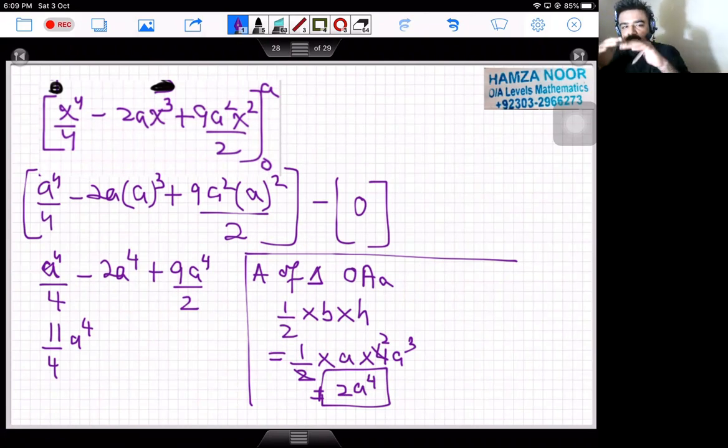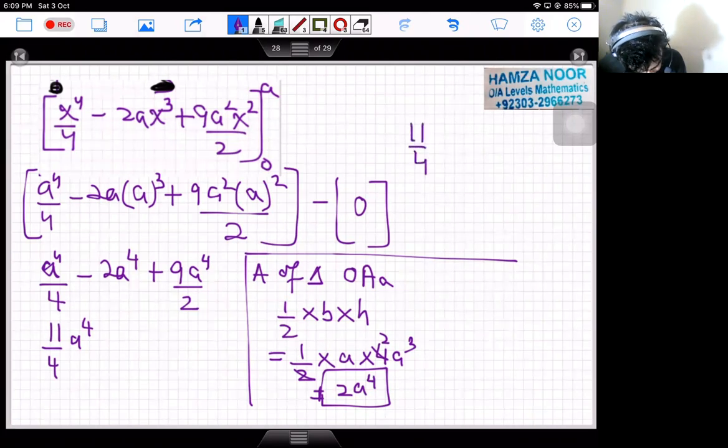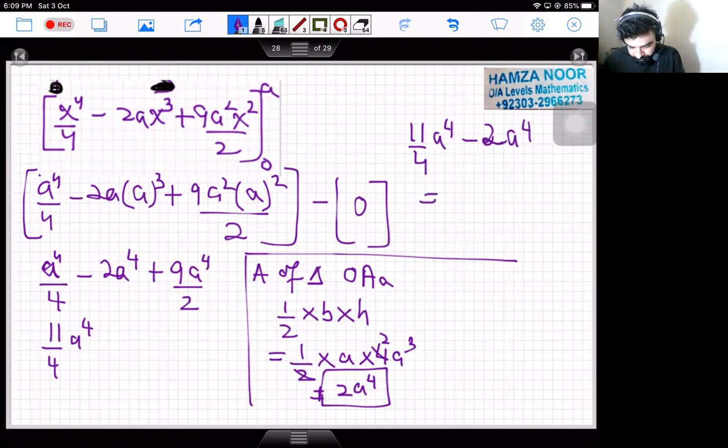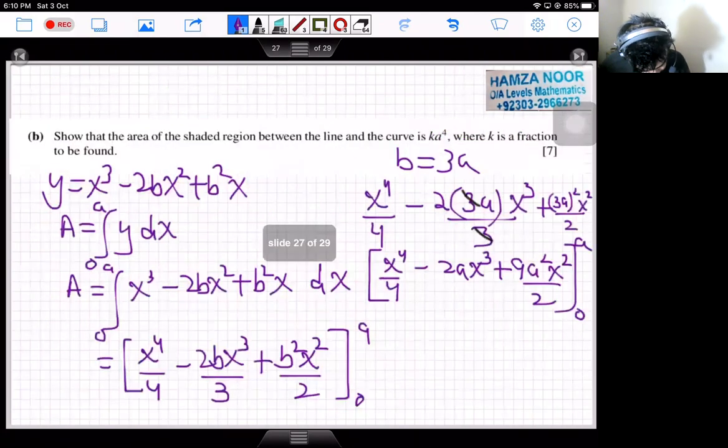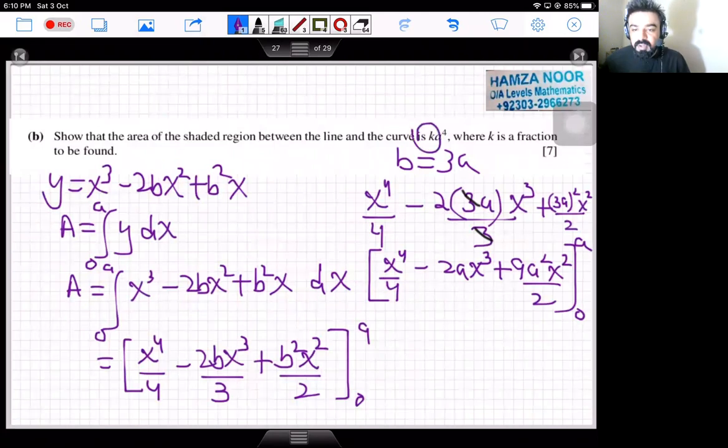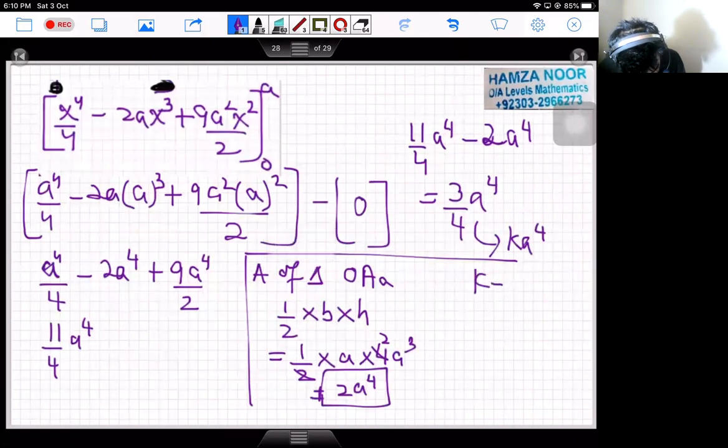So area under the curve minus area of the triangle will give you the area of the shaded region. Okay, so area under the curve is 11 over 4 a raised to the power 4 minus area of the triangle 2a raised to the power 4. So 11 over 4 minus 2, this is 3 over 4 a raised to the power 4, and this is now in the form of ka raised to the power 4. The question was saying that k is a fraction to be found, so k is equal to 3 over 4.